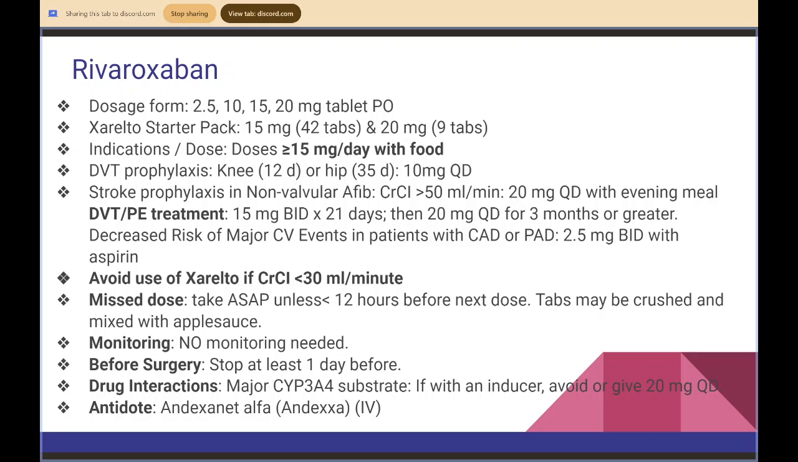Missed doses: take ASAP. Here, the window is not similar to Lovenox, which was 6 hours. There needs to be a 12-hour gap between doses. Tablets may be crushed and mixed with applesauce. Monitoring: no monitoring, one of the benefits of DOACs. Before surgery, stop at least 1 day before. Now, drug interactions: this is a major CYP3A4 substrate, so if there's an inducer, avoid or give 20 mg QD. There's also an antidote, and it's Andexxa, or andexanet alfa, also IV.